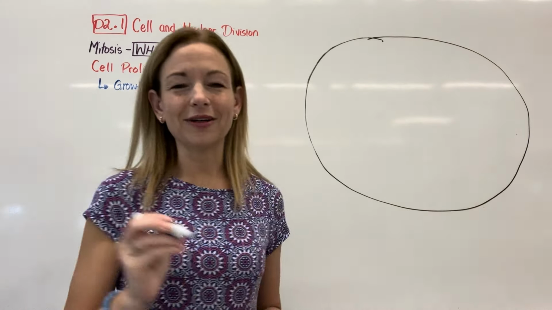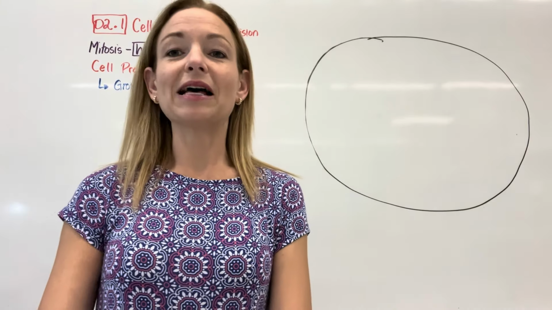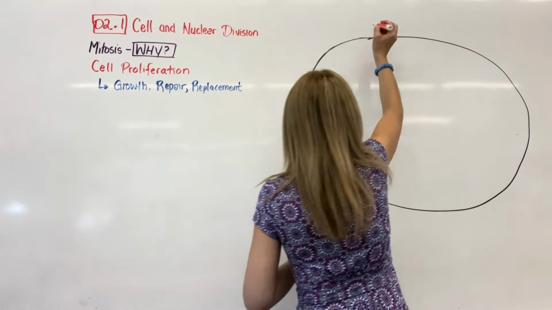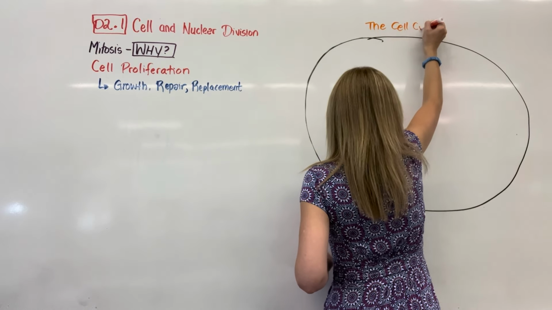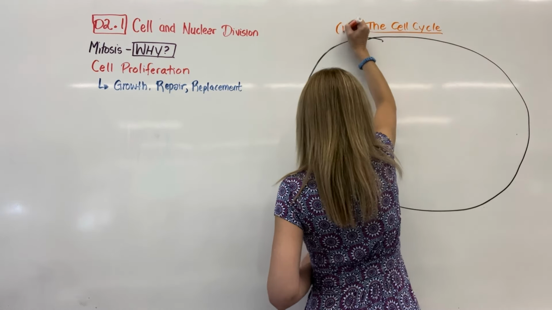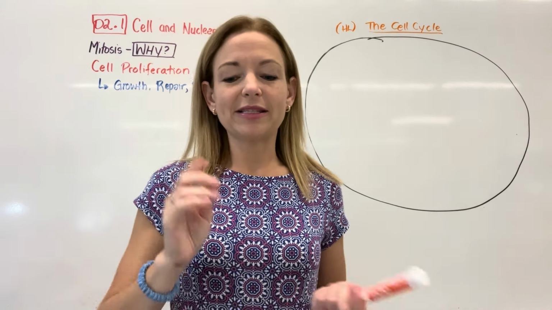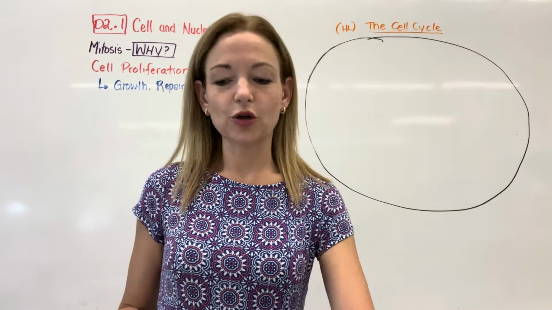Does that fit in my video? It does. Okay, so there is my giant circle to represent the cell cycle. The cell cycle is the series of events that lead up to and include mitosis. And again, for some strange reason, this is tagged as HL only, even though it seems pretty foundational to me. But if you're SL, you only need the mitosis part.